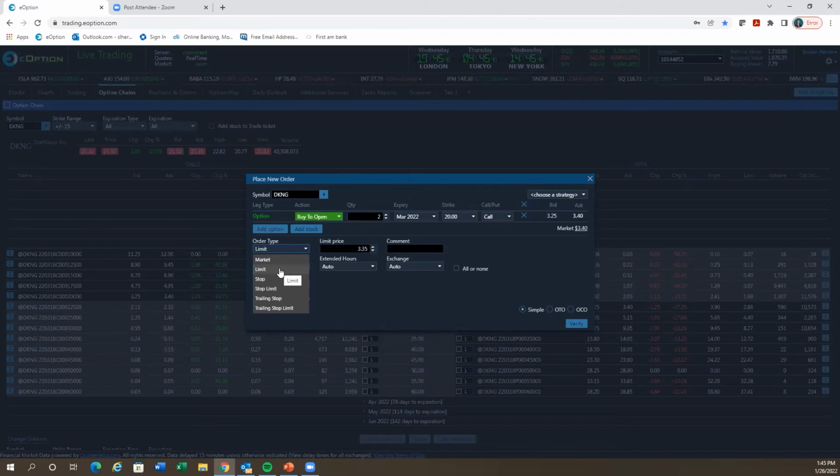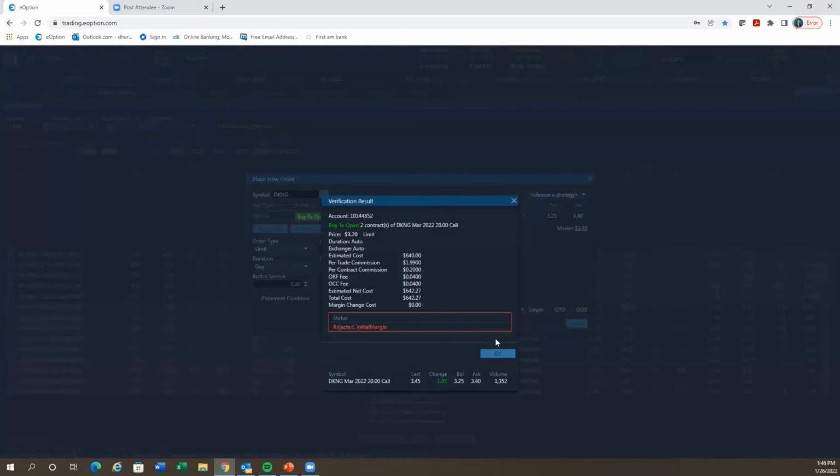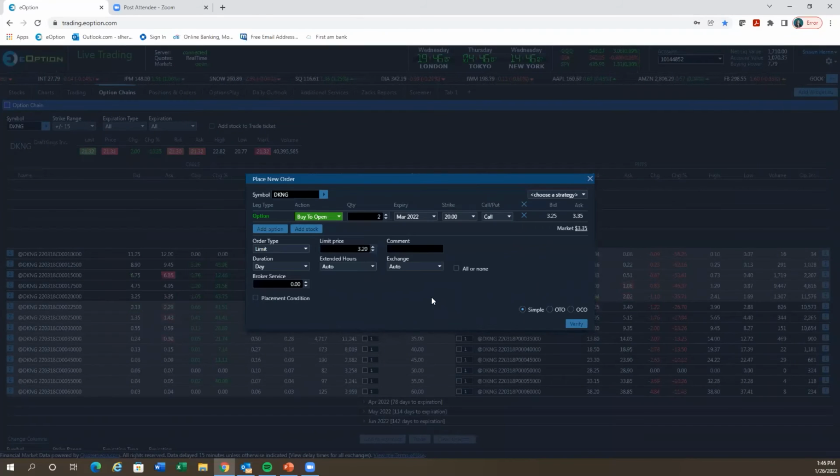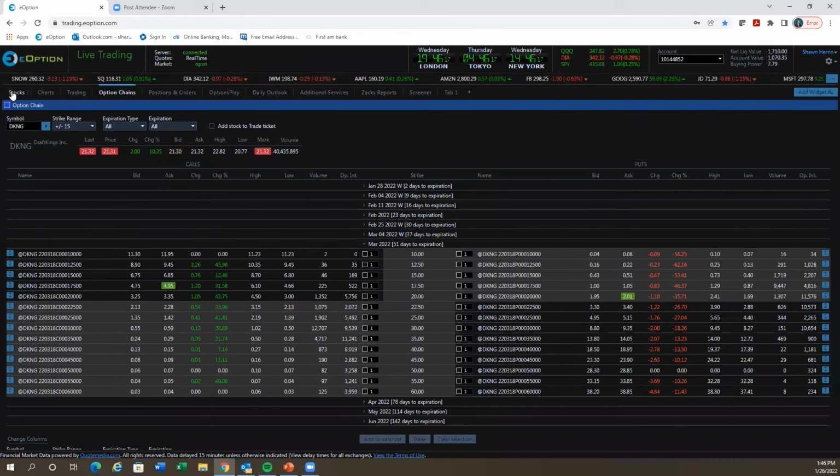I have mine set up as a default to a limit order. Certainly options aren't as liquid as stocks, so I typically look to enter a limit order, and you can go in at, say, maybe it'll come down a little bit, enter a limit at $3.20, and you have to consider your buying power. But what it'll do is then allow you to enter that order at whatever limit or market order that you would like to enter. So this is the live trading platform.